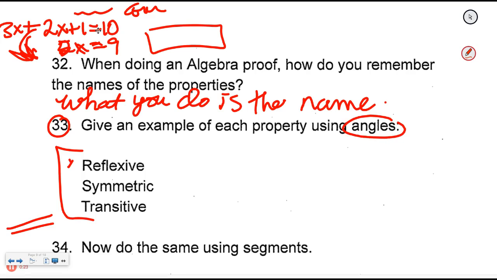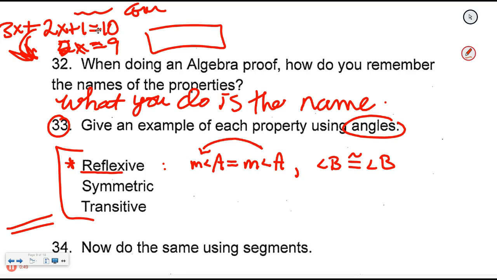So on the back of your note card, we wrote the reflexive property is when we say anything equals itself. This word reflects, or reflect means right back at you. So we would say measure of angle A is equal to itself. Or if we're using congruence, we'd say angle B is congruent to itself. But that's a reflexive property when it looks exactly the same on both sides of the equals.